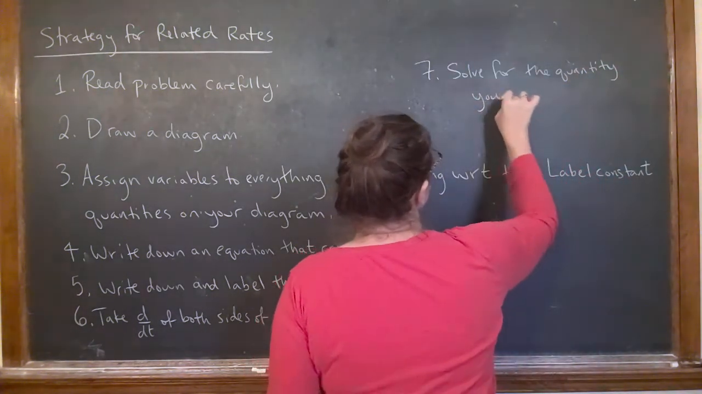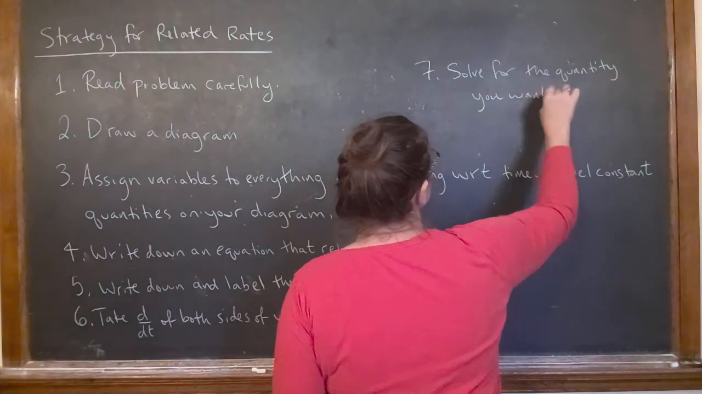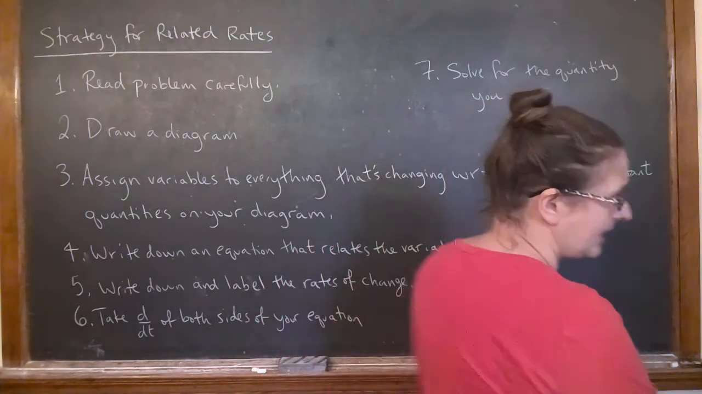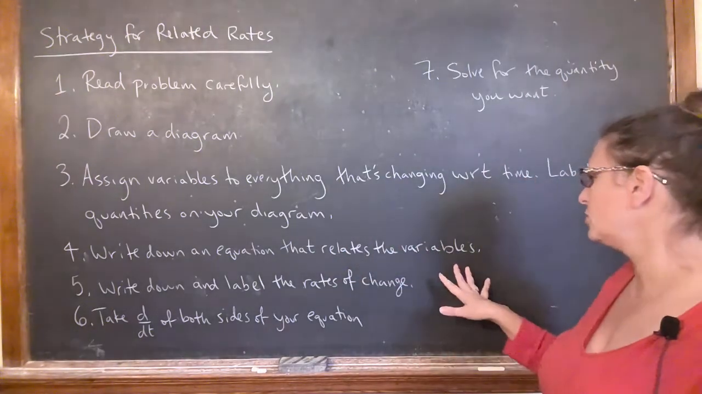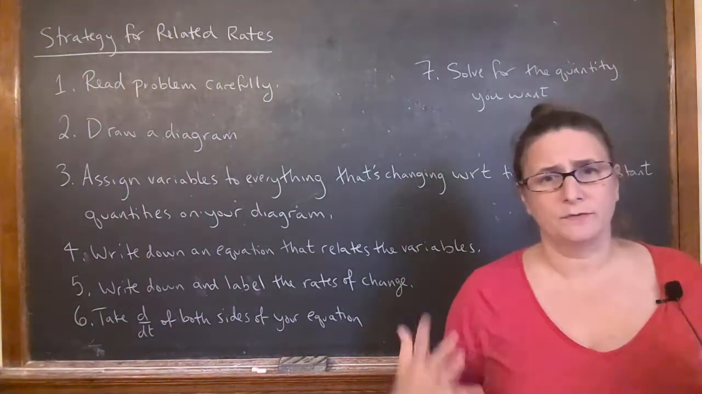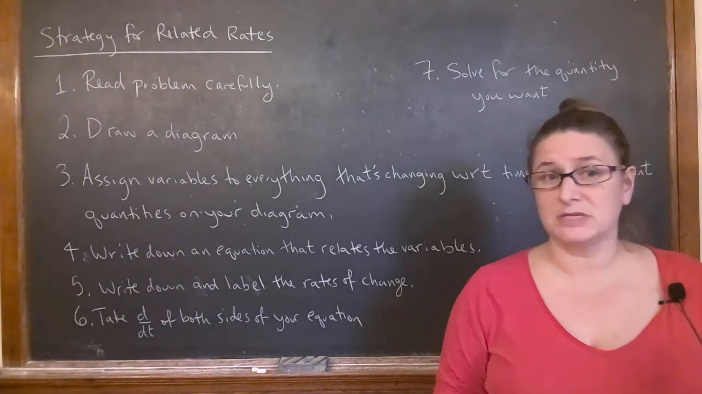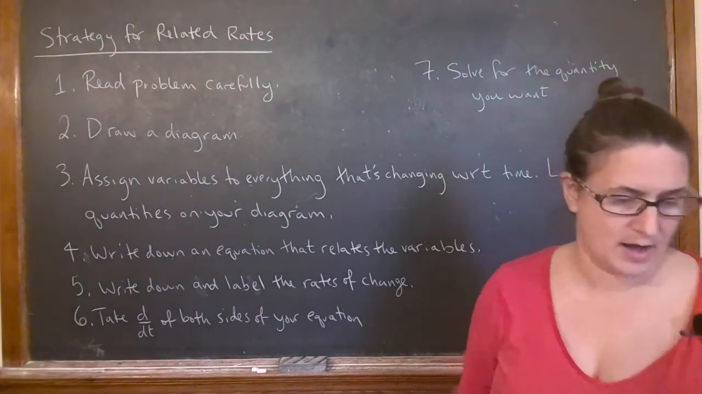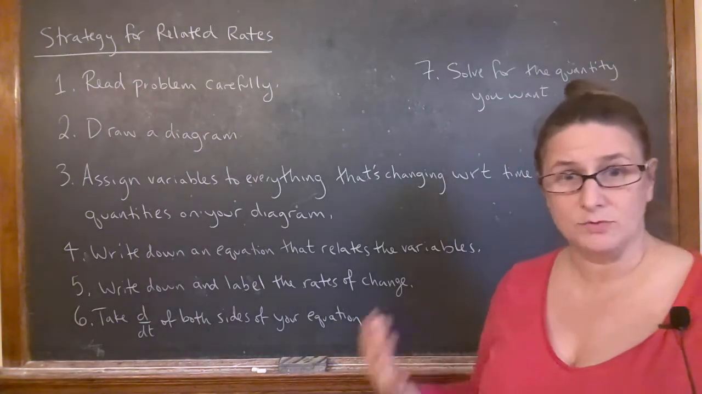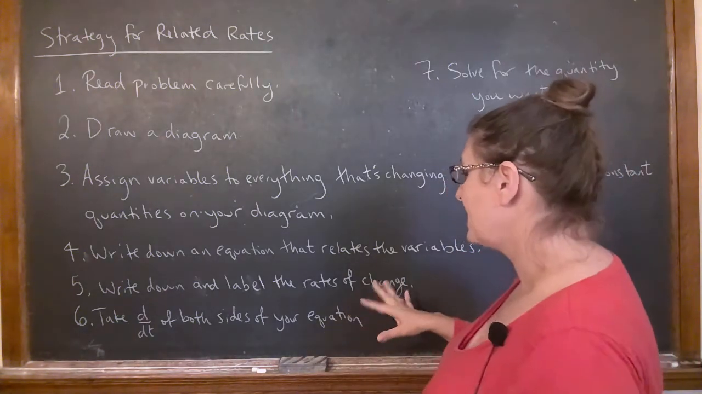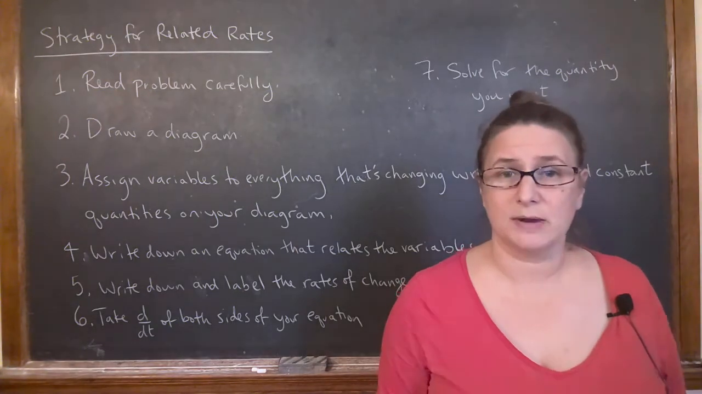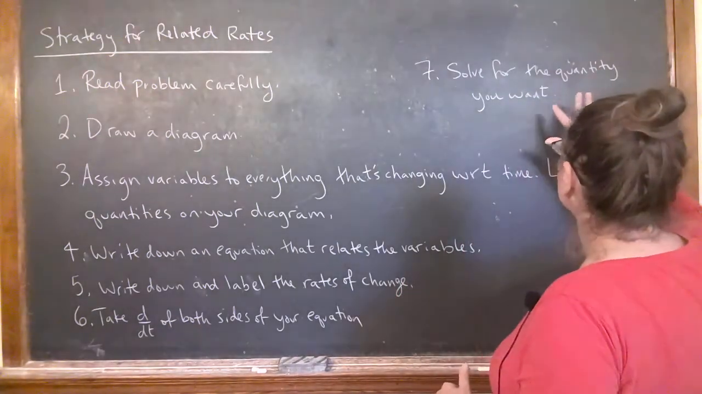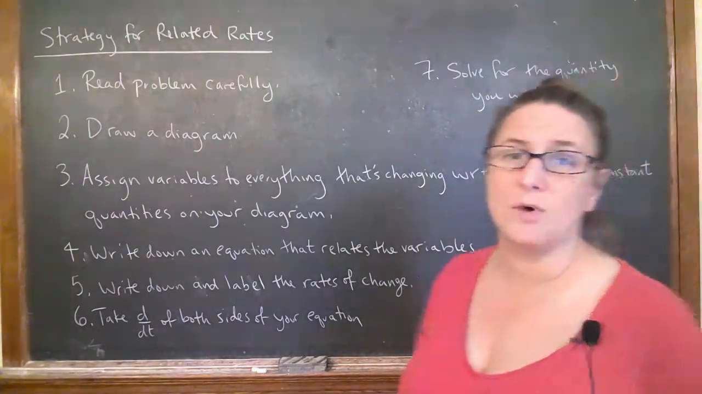This is where it can get tricky to keep it straight. You've written down an equation that relates the variables, you've figured out what rates they've given you, and typically they're asking you for some rate. So what rate do you need? Once you take the derivative, you have a relationship that has those rates in it, and now you have to substitute back in to get the quantity you want.